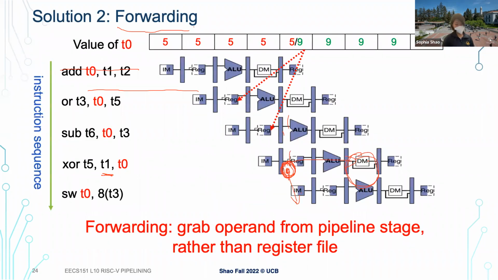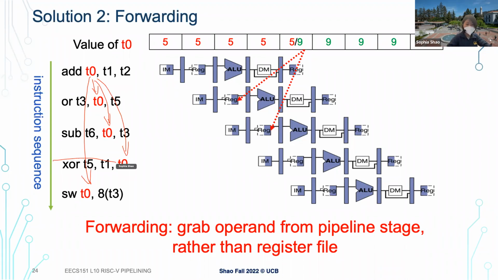Let's take a look at our example that we saw earlier. Like I think Brendan mentioned, we have a lot of dependencies with T0. All the later instructions are using T0, and we talked about the last two being fine, but the second and the third ones are the problematic ones, because we cannot get the updated data so early in our pipeline.